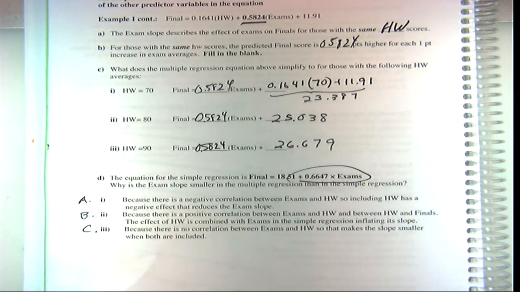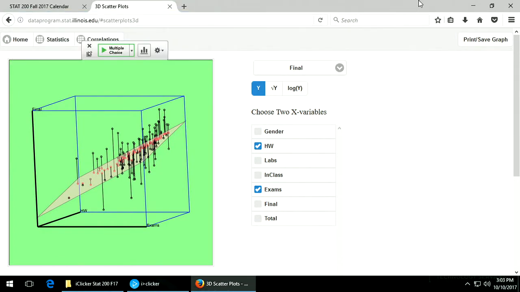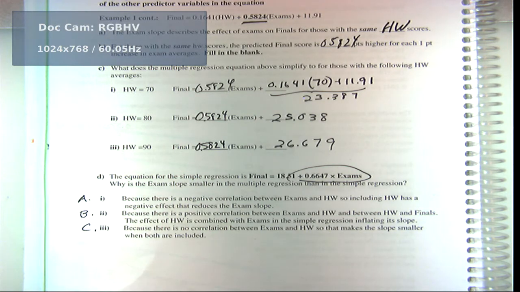I just want to make sure you're ready, and now how do I start this thing? I have to go back here. Okay, here it is. So I'll start this going. So you want A, B, or C? We'll turn over to the question so you can see it again so you don't get confused. So which one do you want to choose, A, B, or C?